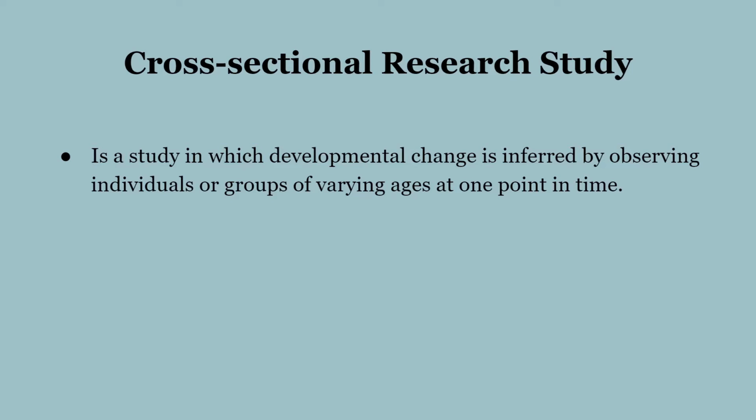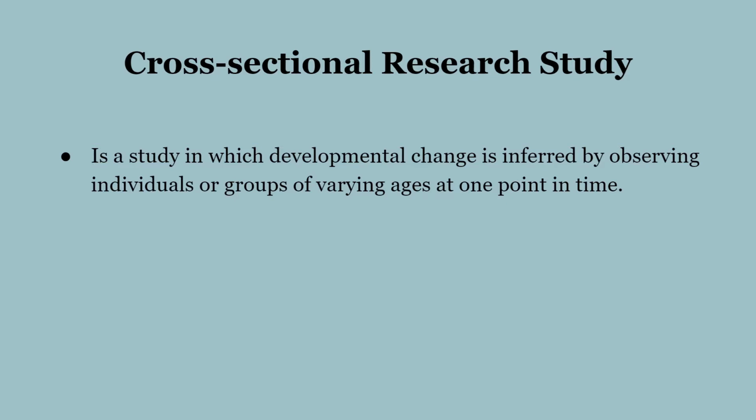And the next research study is cross-sectional. It is a study in which developmental change is inferred by observing individuals or groups of varying ages at one point in time. You're just observing changes in groups at different ages at one point in time. So, for example, you might observe change in adolescence. If you're observing change in adolescence, you might measure a group of kids at different ages, for example, 13, 15, and 17 years old, and you get your data.